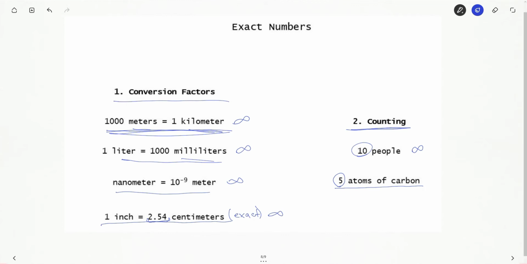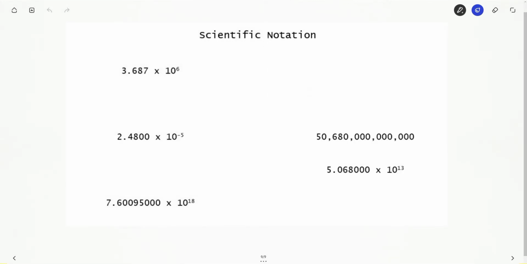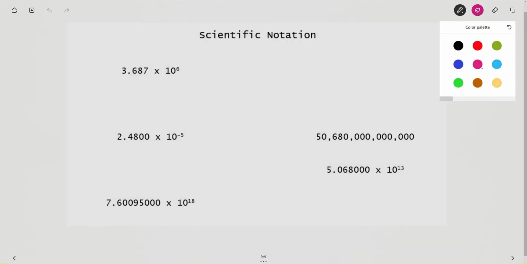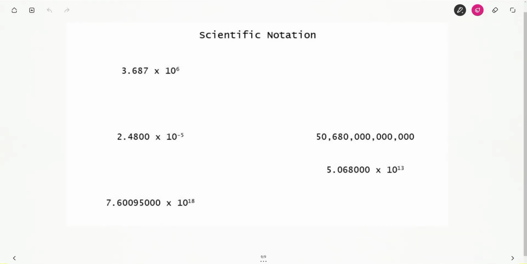That's an exact number. Therefore, it has an infinite number of sig figs. Okay, clear on exact numbers? One more thing to talk about. Let's talk about scientific notation, and I will show you why I love scientific notation so much.